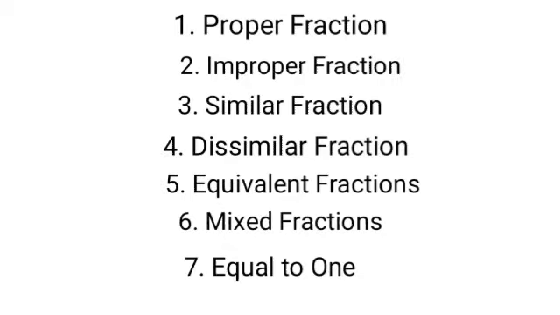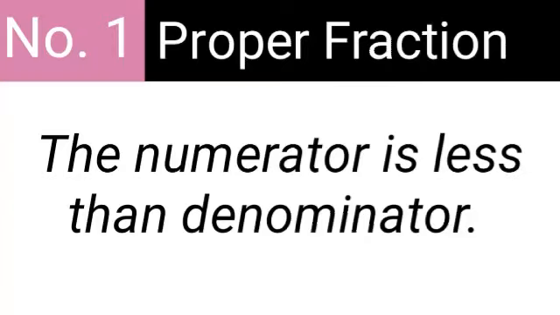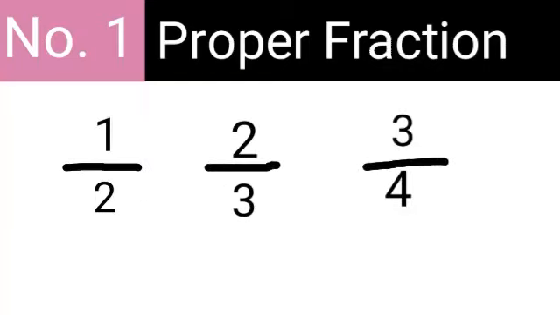Okay, so dito naman tayo sa types or kinds of fractions. So those are proper fraction, improper fraction, similar fraction, dissimilar fraction, equivalent fraction, mixed fraction, and equal to 1. So ngayon, itatopic natin yan lahat. Start tayo sa proper fraction. The numerator is less than denominator. So, ang ibig sabihin nito, kung ang numerator ay 1, ang denominator naman ay 2 dahil mas onte yung numerator. So, example nito ay 1/2, 2/3, at 3/4.